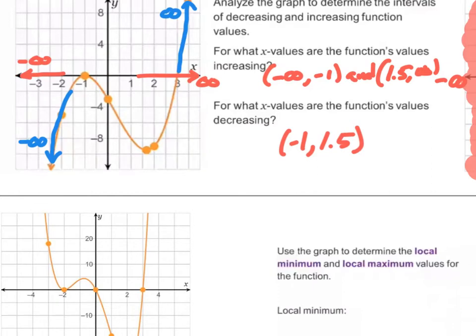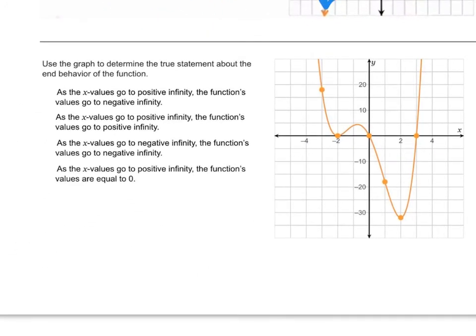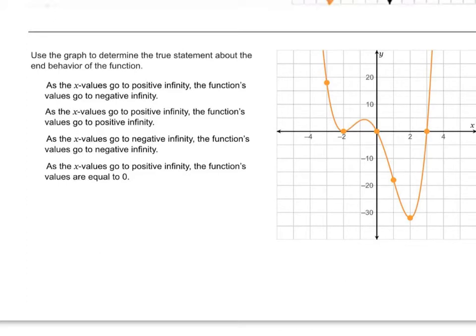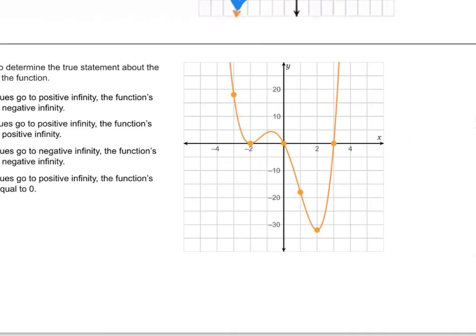So, let's take another look at what's going on in this one. It says, use the graph to determine the true statement about the end behavior of the function. So here's what I'm going to do. I'm going to come on this graph and say, as x goes to infinity, as x gets big, what are the y values approaching? It looks like they're going to positive infinity. And then as x goes to negative infinity, what are those y values doing? Those y values are also going to positive infinity. So it's going up in both directions.